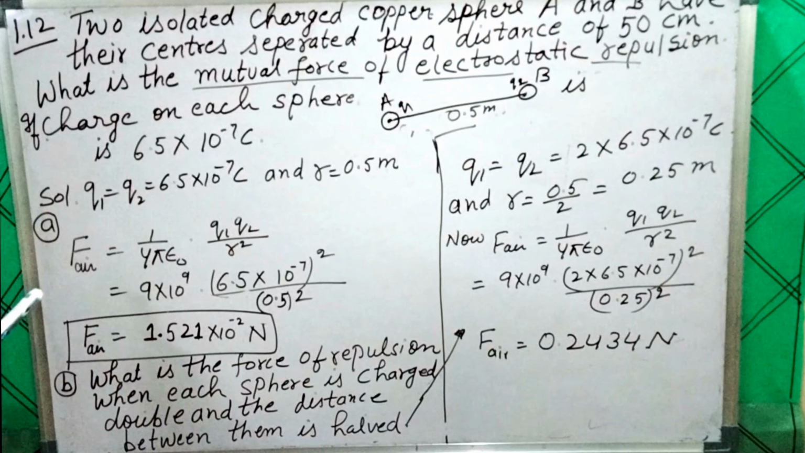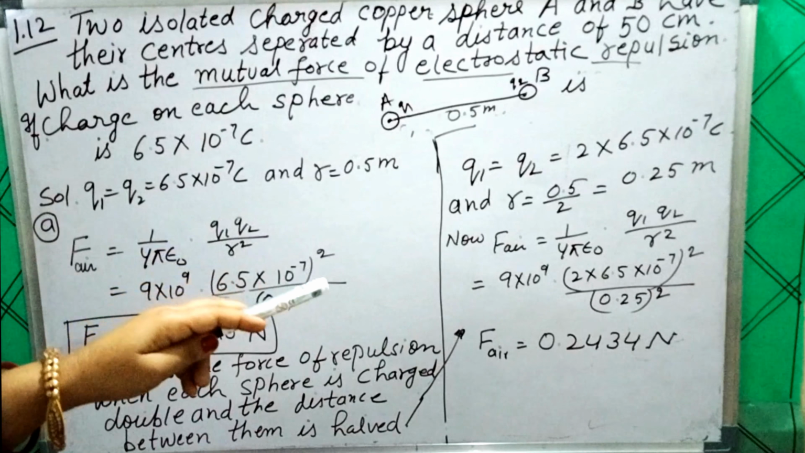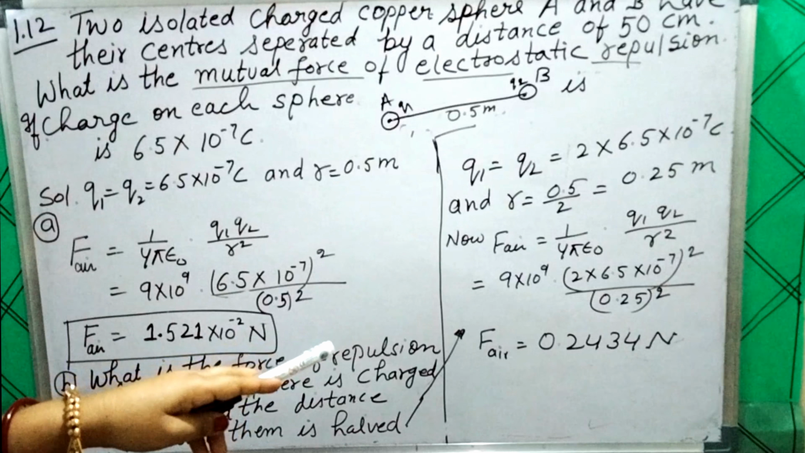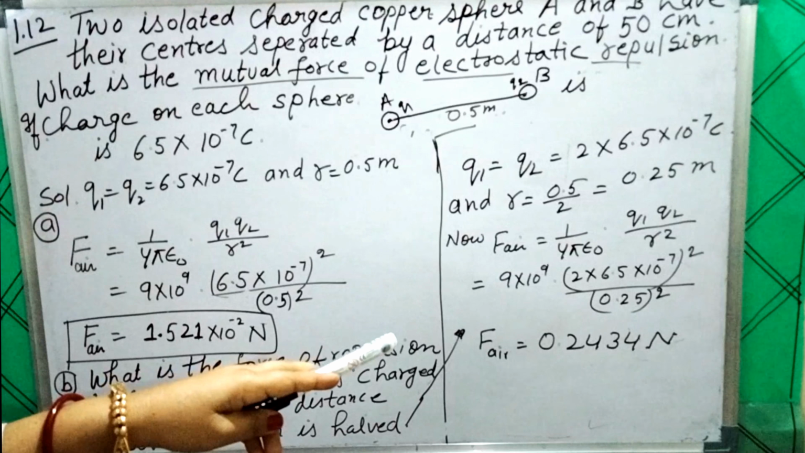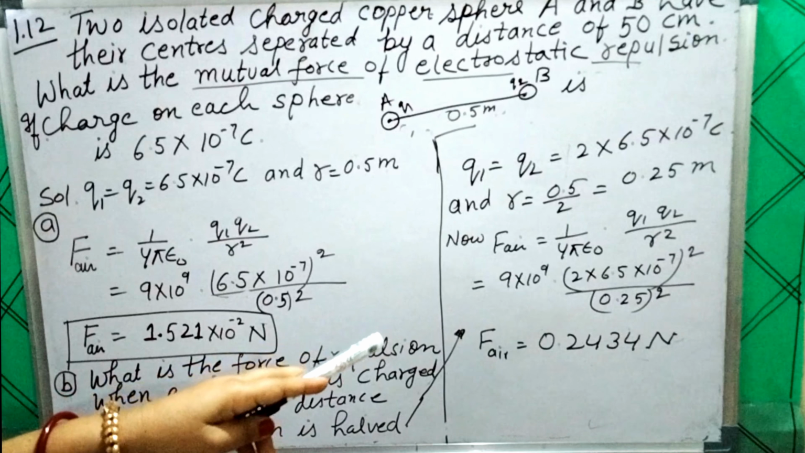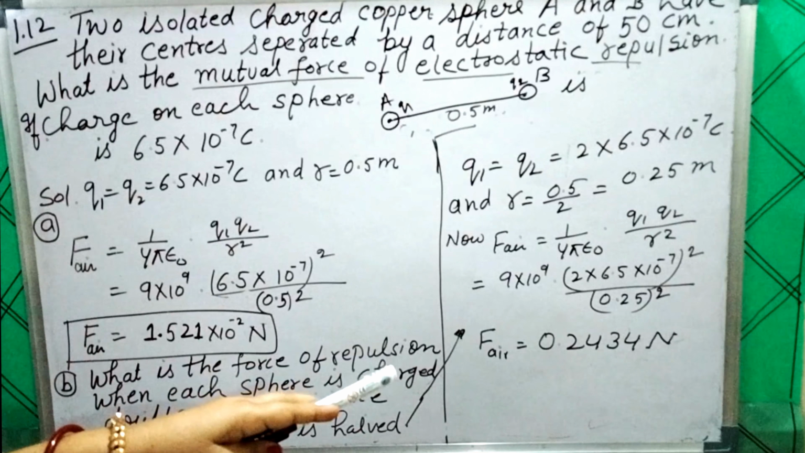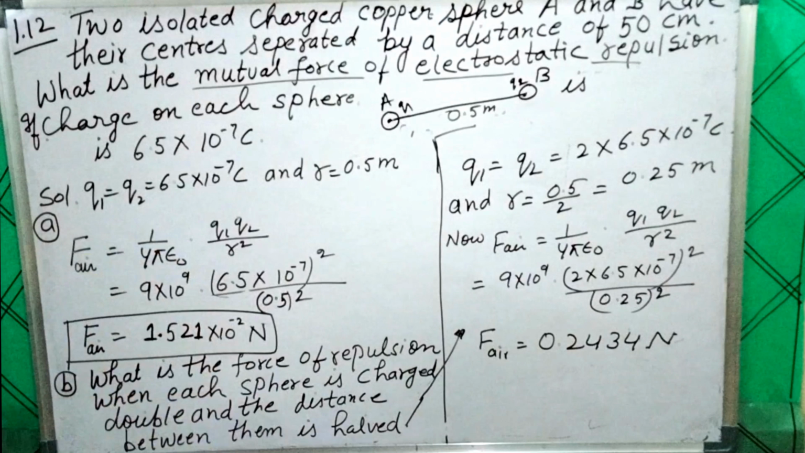Then again from Coulomb's law of force, putting all the values, Q1, Q2, that is 2 into 6.5 into 10 to the power minus 7 whole square divided by 0.25 whole square, and after a very simple calculation we are getting F is equal to 0.2434 Newton. So this is the problem and this is the solution, very important.